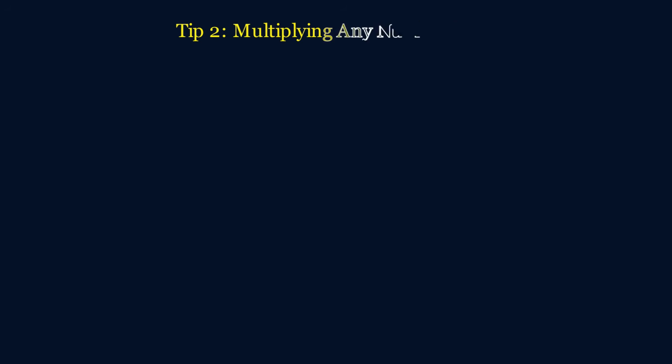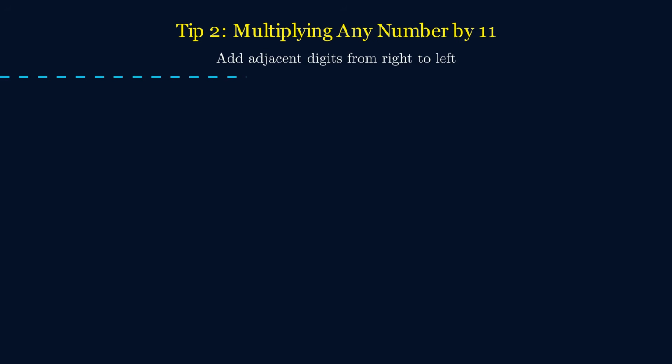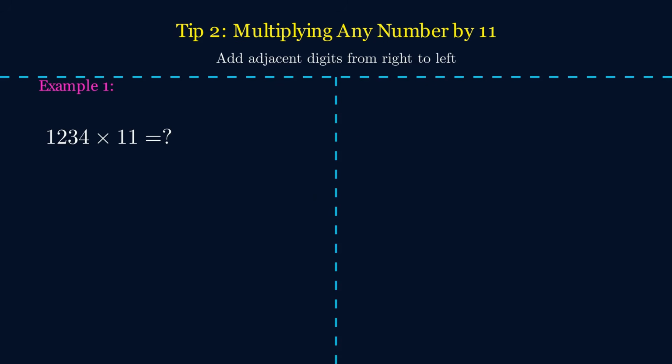Tip number 2, multiplying any number by 11. The rule is simple. Add adjacent digits from right to left. Let's start with our first example. 1234 times 11. Begin at the far right. The last digit 4 just comes down, so we start with 4. Now add the next pair. 3 plus 4 equals 7. Write that in front. So far we have 7, 4.